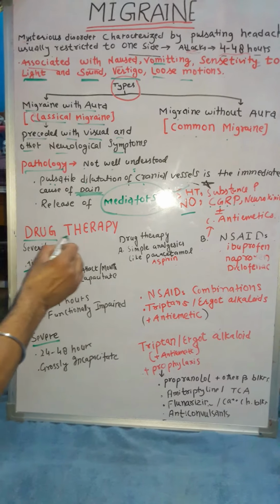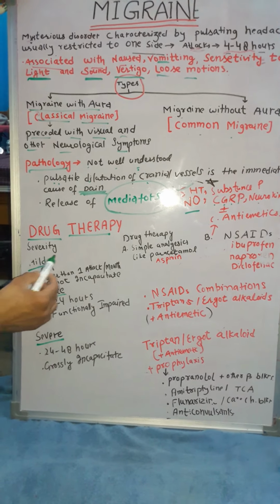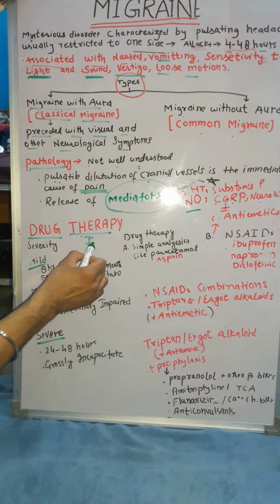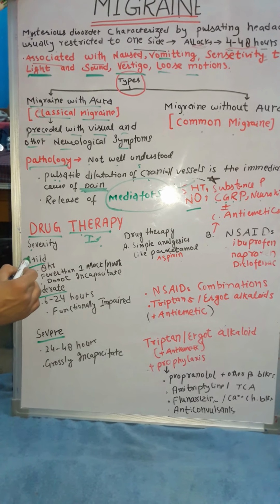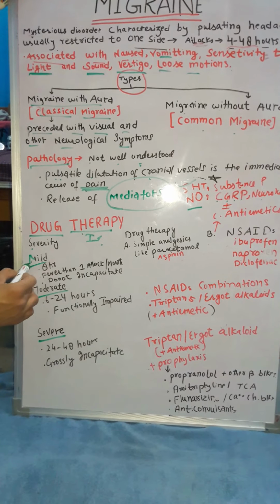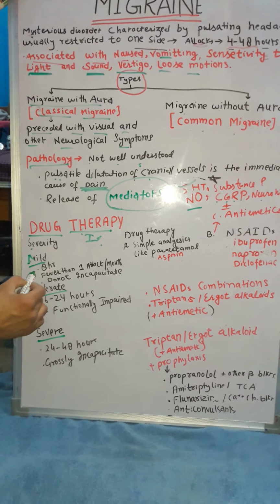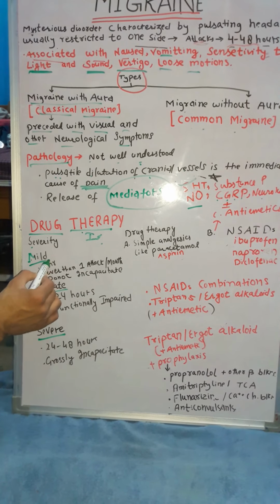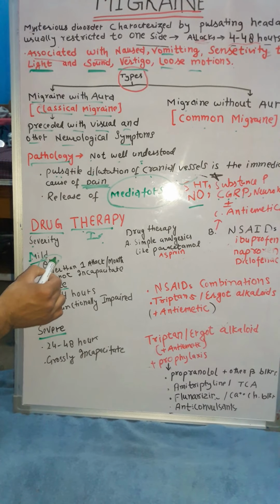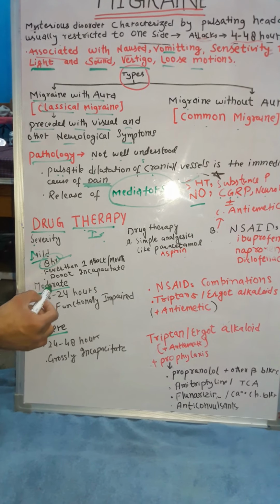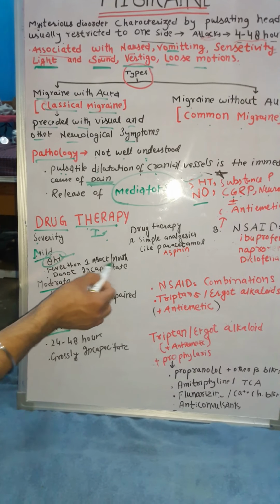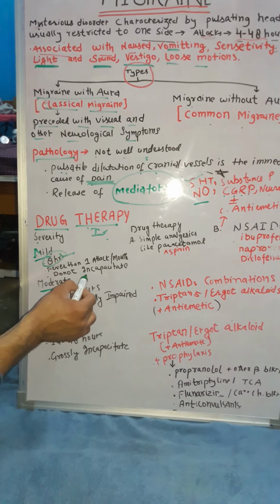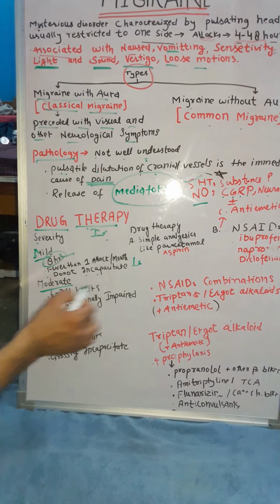Now come to drug therapy of the migraine. It should be individualized and it depends upon the severity. First, we take here case of mild migraine. Mild migraine, here the attack lasts for at least 8 hours and there are less attacks, means fewer than one attack per month, and it does not incapacitate the individual.